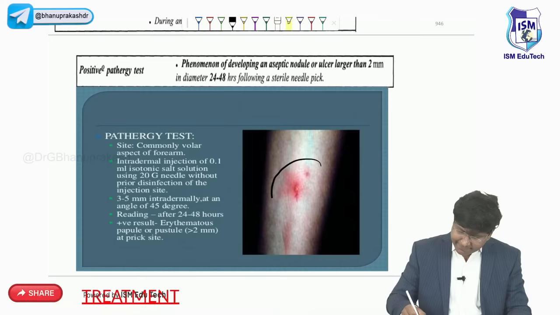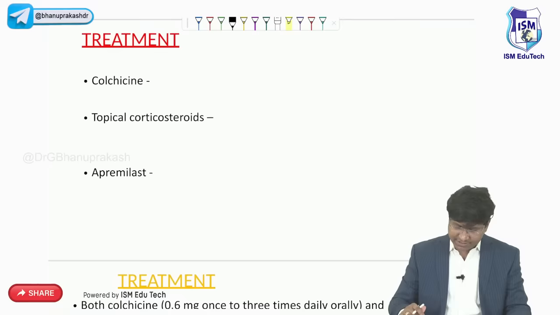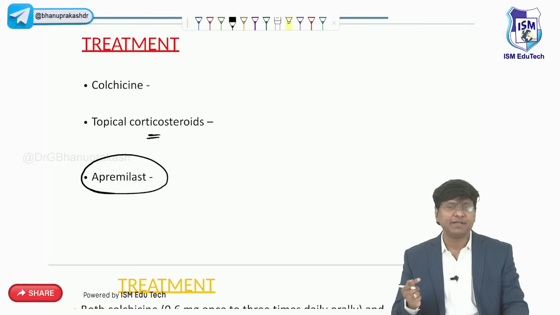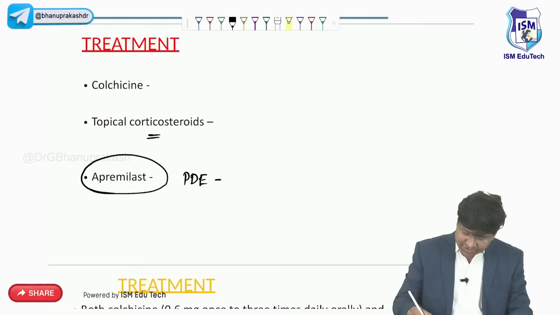And how do you treat Behçet's? One is colchicine, and then you can give topical steroids. Topical steroids will reduce the mucocutaneous findings. And the other one is apremilast. Apremilast is a selective phosphodiesterase 4 inhibitor, and it is FDA approved for the treatment of oral ulcers in case of Behçet's, which is nothing but oro-oculogenital syndrome.